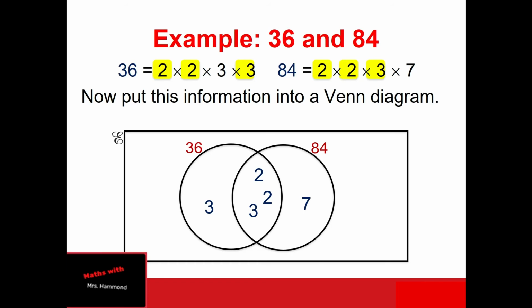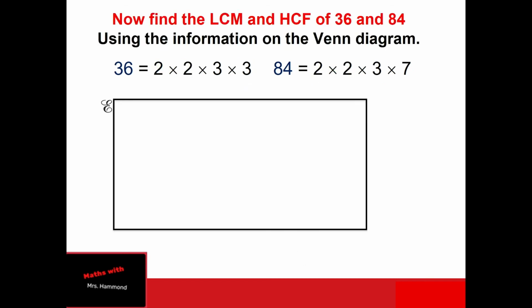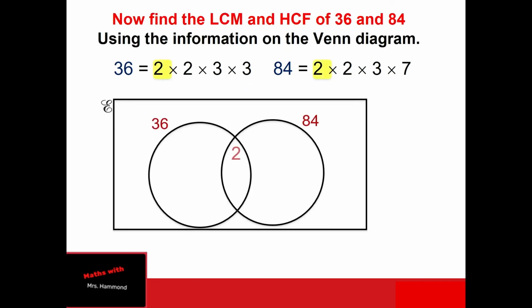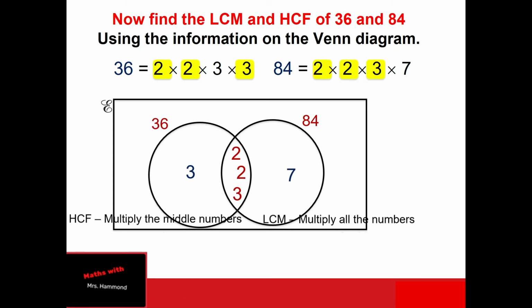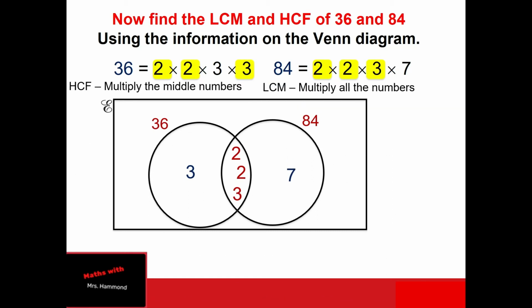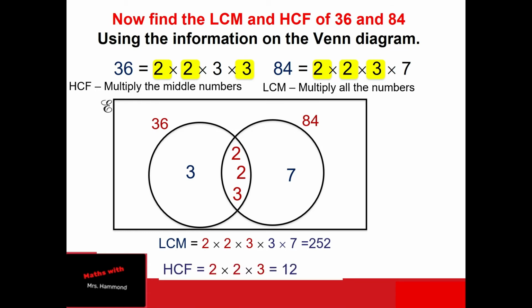Now the next step is to use this presentation to find our HCF and LCM. So the HCF is multiplying the numbers in the middle, so we have 2, 2, 3, and then the LCM is multiplying all of the numbers together. So the HCF is 2 times 2 times 3, which gives us 12. The LCM is 2 times 2 times 3 times 3 times 7.